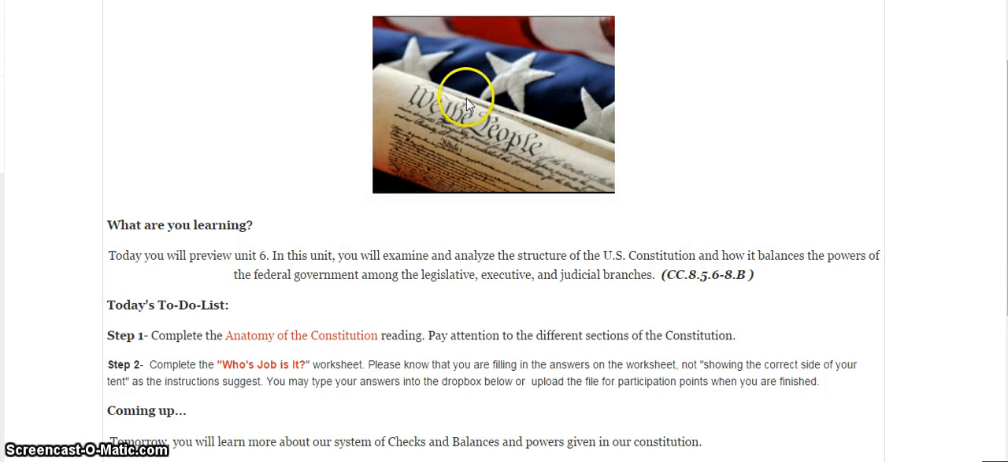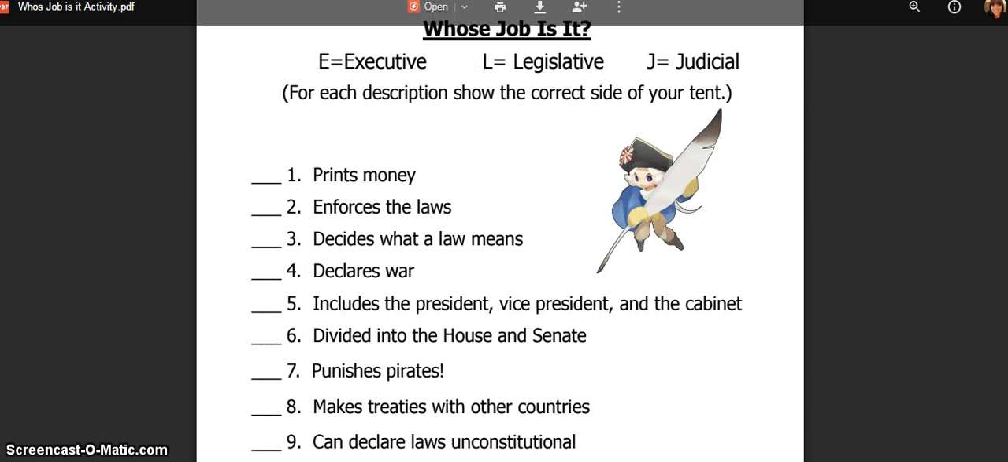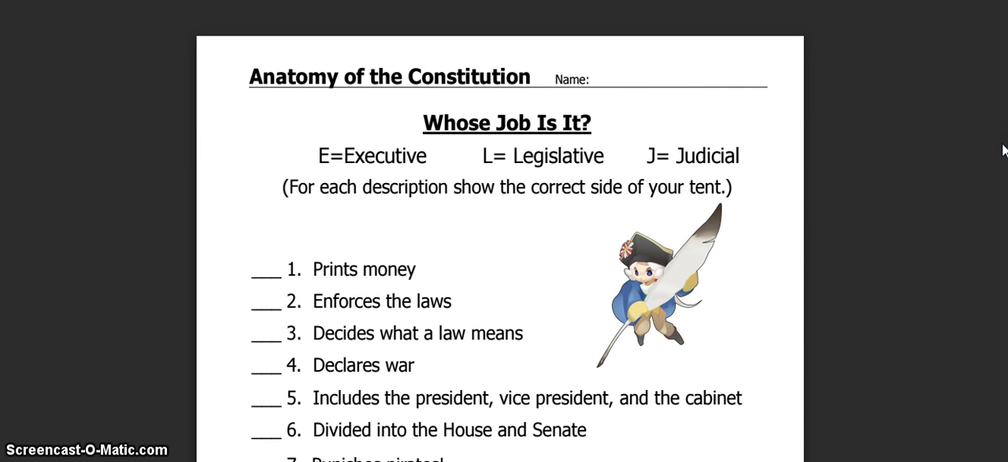Going back to our assignment for today, you'll need to complete the Whose Job Is It worksheet. If we take a look at the worksheet, you'll see that there are several things you need to do here. You are telling me which branch has the power here, so just write the correct letter in the blank. You may print it off and do it that way, or simply write the correct letter in the online text box. Don't worry about the word tent there. That was for an activity if this was done in a brick and mortar school.